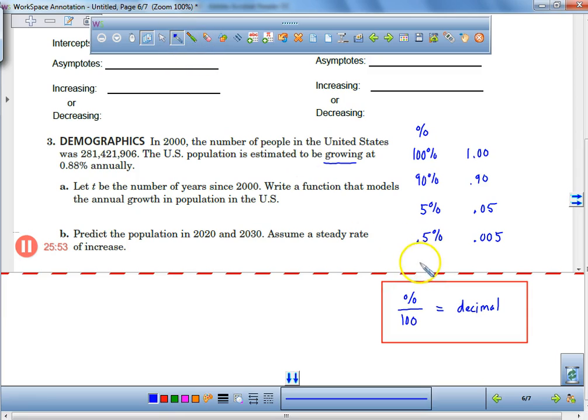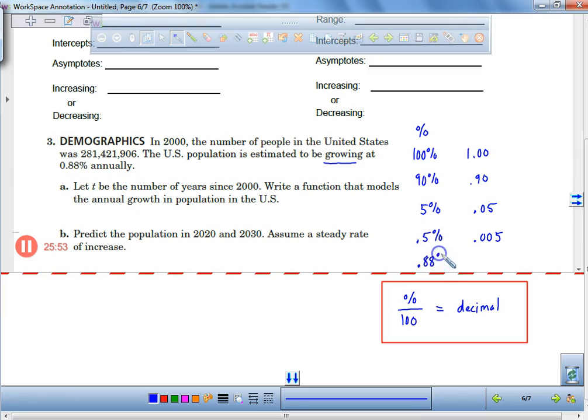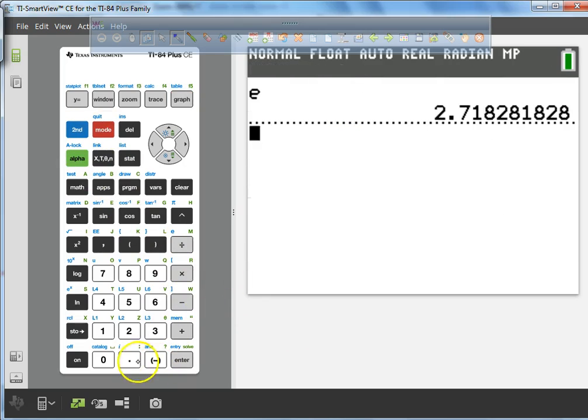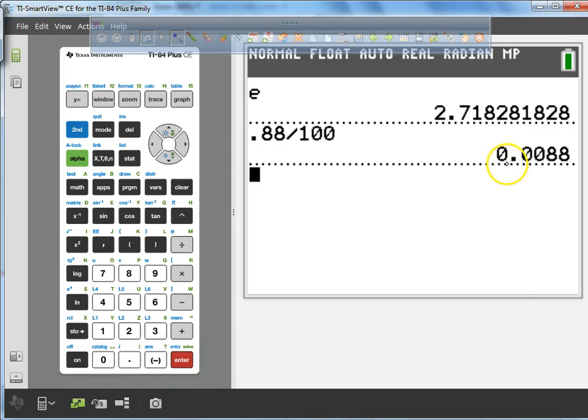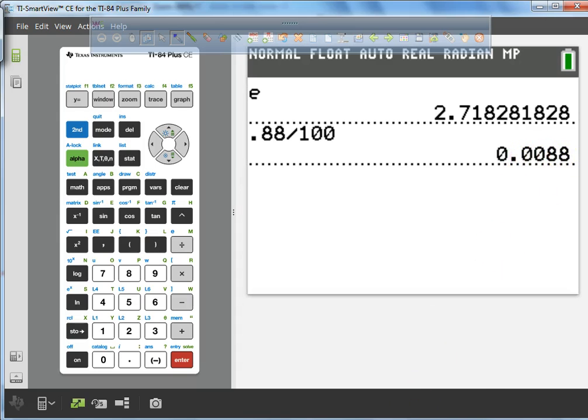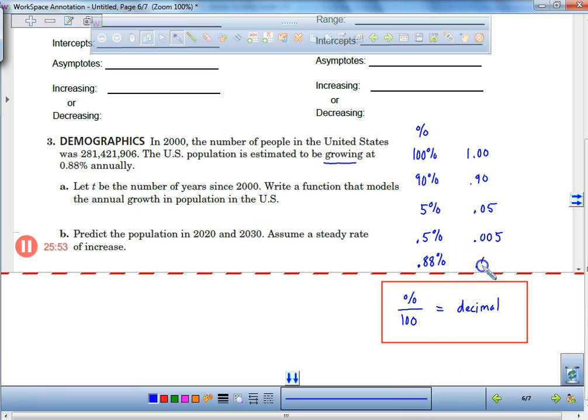So what is our percentage, everybody? It's point what? 0.88%. So if I took 0.88 and divided that by 100, what would be my decimal equivalent? Point what? 0.0088. Can you guys see that? 0.0088. This is what we have to use, because if it's estimated to be growing at that percentage rate annually, that's going to impact our formula.